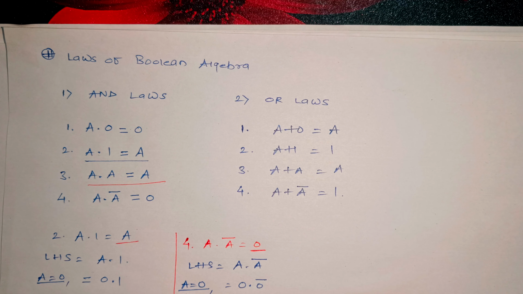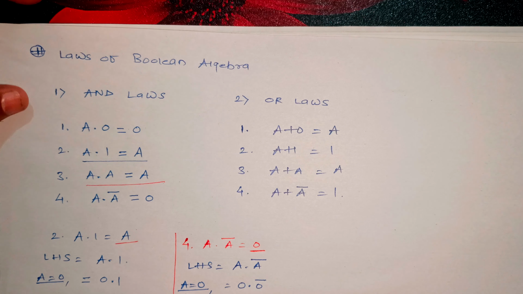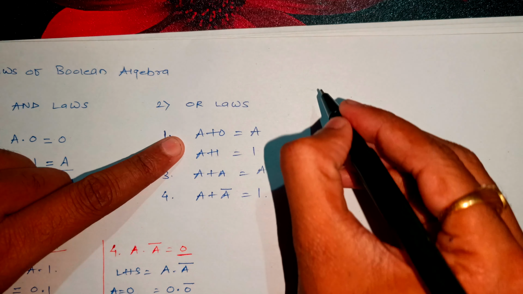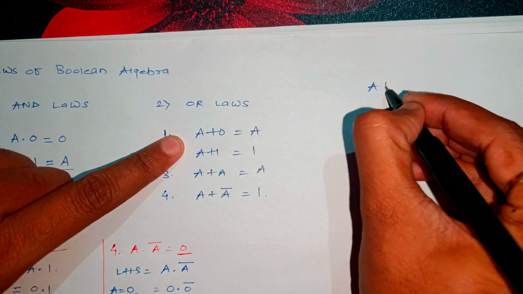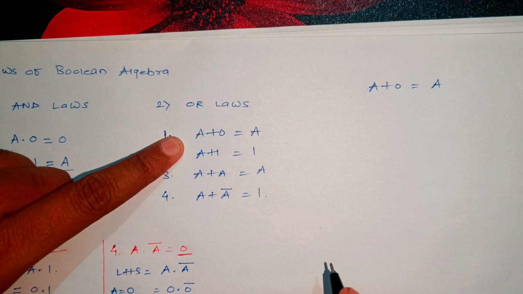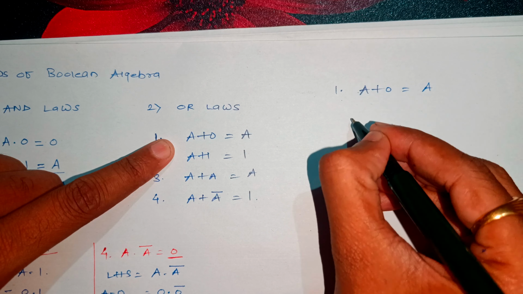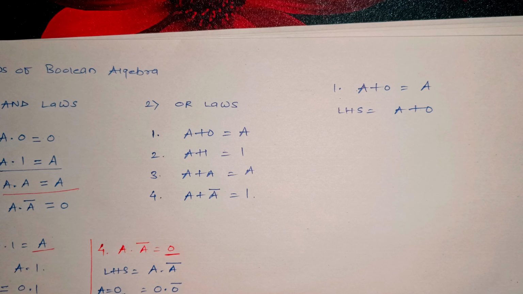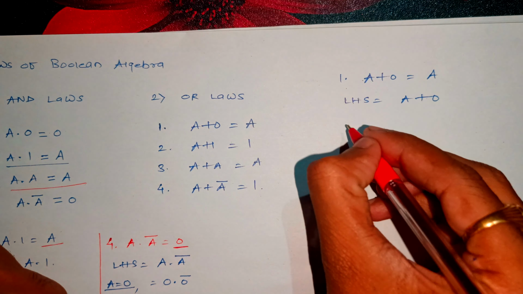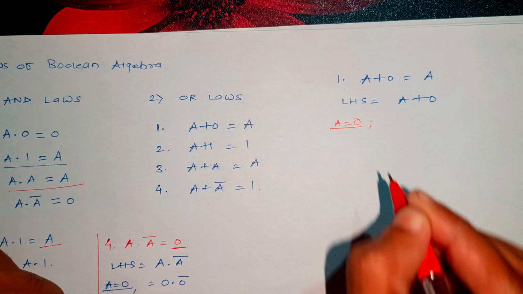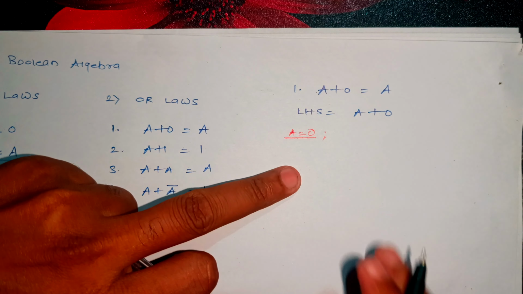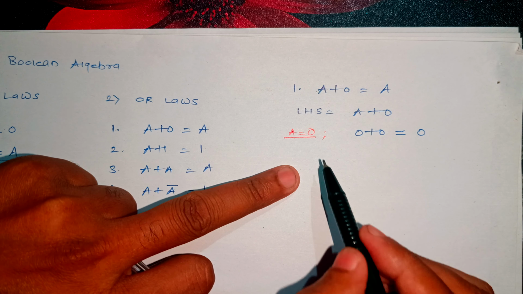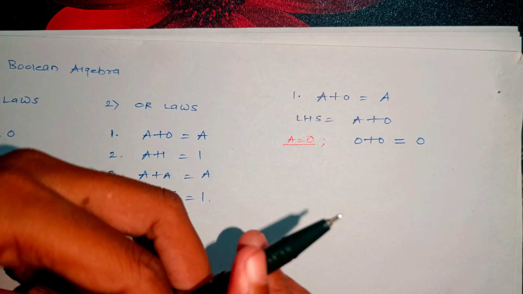Now again we'll see the proofs also. Let us start with the first one, a plus 0 is equal to a. So we'll write it here, a plus 0 is equal to a. This we have to prove. To prove this, I will take again the same term, LHS a plus 0. Now again we have two possibilities. When a is equal to 0, we'll put a as 0 in this equation. We'll get 0 plus 0 is equal to 0. So for 0 we get 0. Fine.